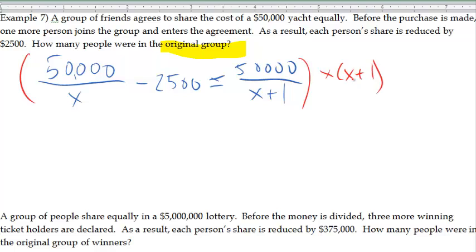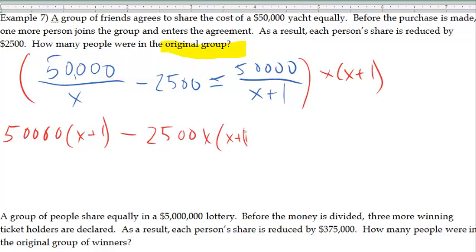When I do that, that first term, all I have left is x plus 1, so 50,000 times x plus 1 minus 2,500. Nothing cancels there, so times x plus 1. That's a 1. Equals, okay, so the x plus 1s are going to cancel, so I'll have 50,000 x.